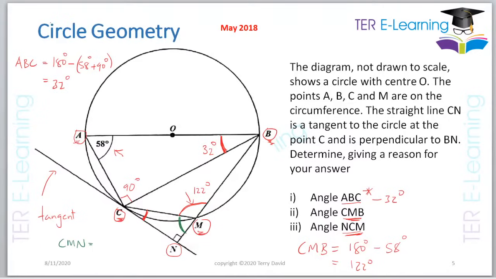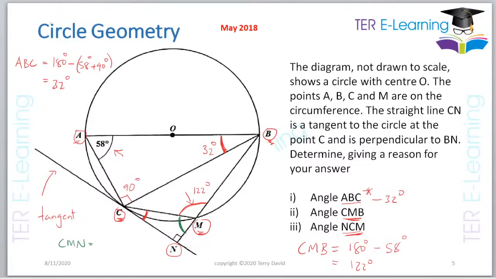Yes, Zachariah, I think your answer might be right. But let's walk it through step by step. What is CMN? Tell me that angle first of all. I've seen you all saying 58 degrees. So you can work out CMN.